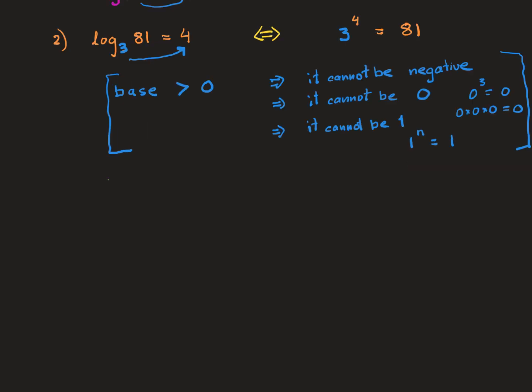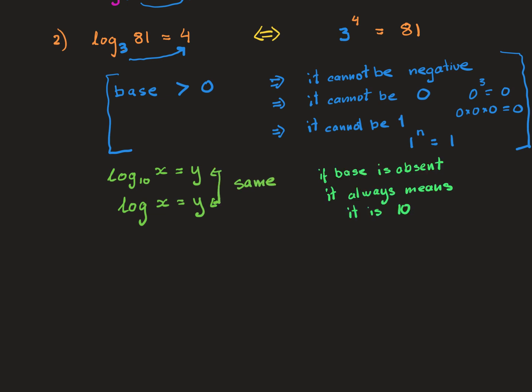A very common base is the base 10. So whenever we write base 10, we don't usually bother writing the 10. We just write log x equals 1. It's the same. So if the base is absent, it always means that it is 10.